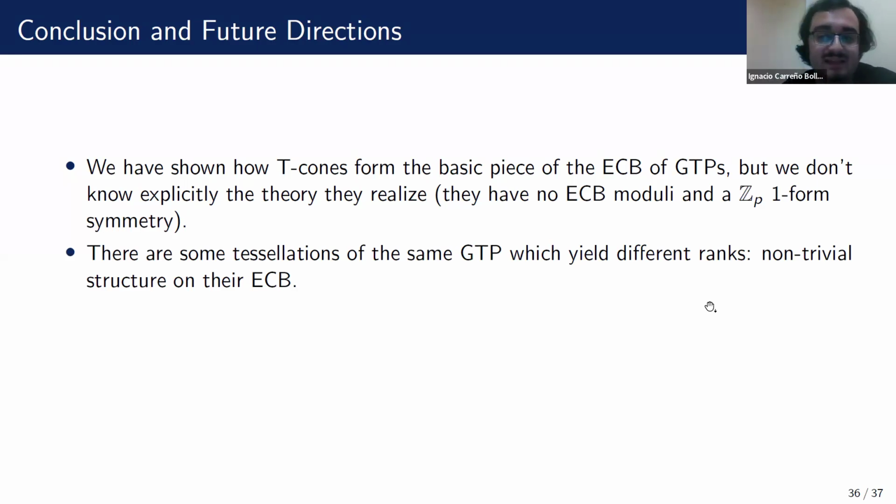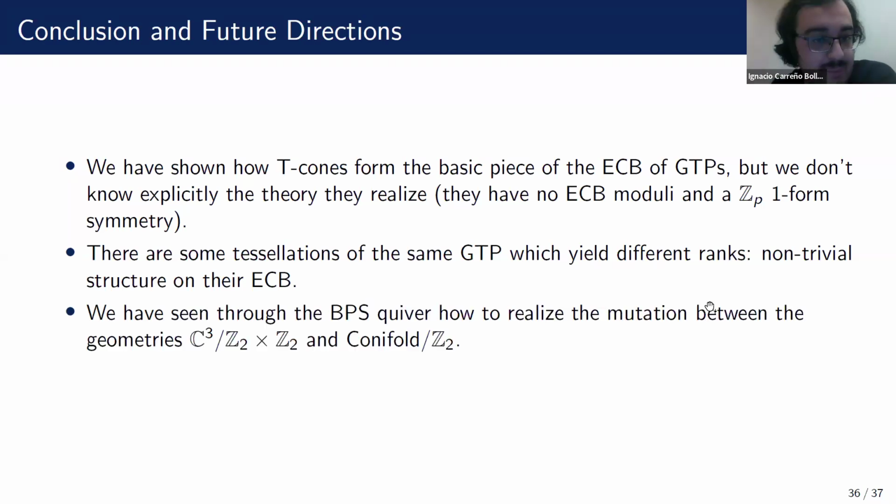This seems to imply that there is a non-trivial structure on the extended Coulomb branch, which is an interesting future direction to study in order to try to understand this better. We know, for example, that the Higgs branches of 5D theories sometimes accept several cones, but maybe this is related, but so far we don't exactly know how.